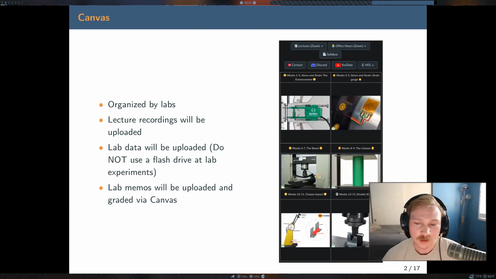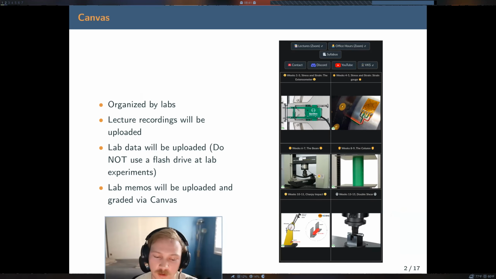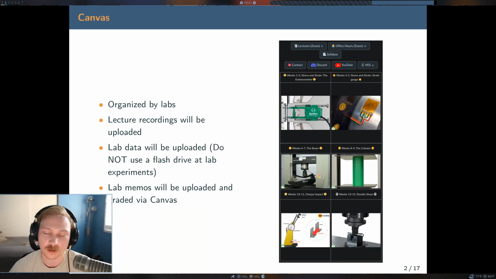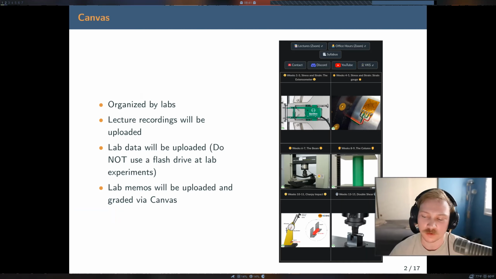Canvas, we already kind of talked about this, but everything on the home page is organized by the labs that we have. We have 6 labs once again, and each of these pictures you can click on, and it'll take you to a module page where it's broken down by week. So it'll be for the lecture and then for the lab.